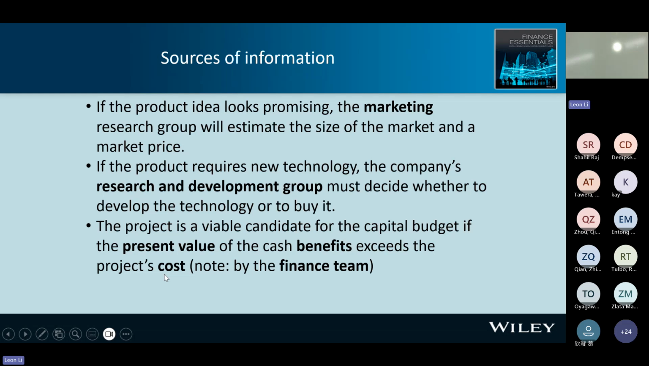So you can see the business needs to do a lot of work, collect the information and analyze. So let's think about our new medical school. You can see the capital budgeting process. They need to do the marketing, to do the research in the market, to see whether our new medical school has a market. And the R&D group needs to decide. The R&D group will be involved. Finally, we do the present value.